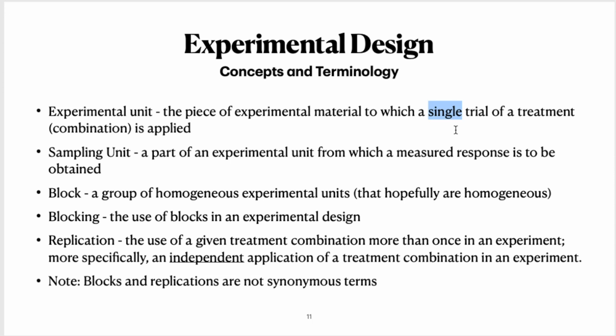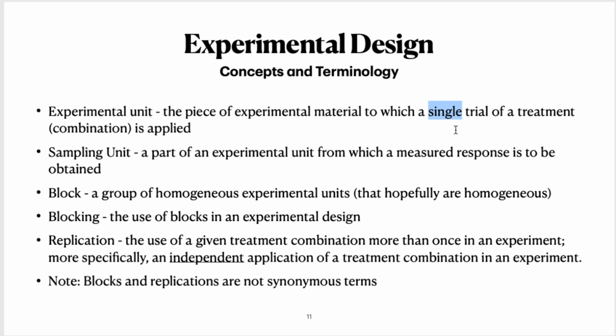Now, one of the reasons we need to be careful that we understand the difference between an experimental unit and a sampling unit is that we need to know how to handle the situation where the observations we're looking at are from sampling units as opposed to experimental units. So we need to make sure that we're analyzing the data correctly in that situation.